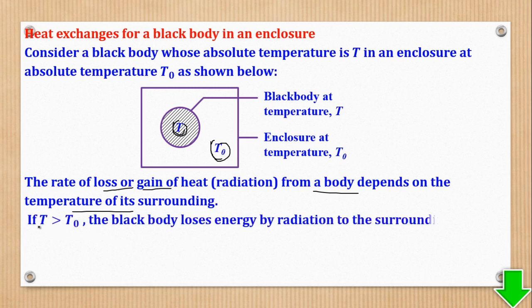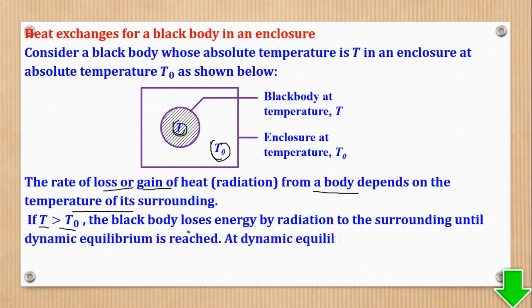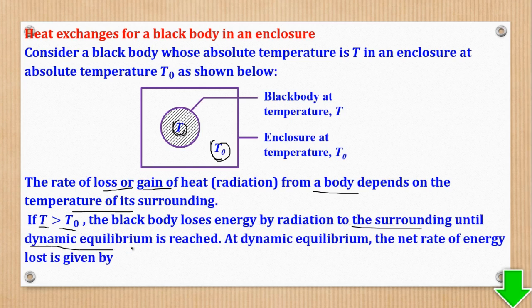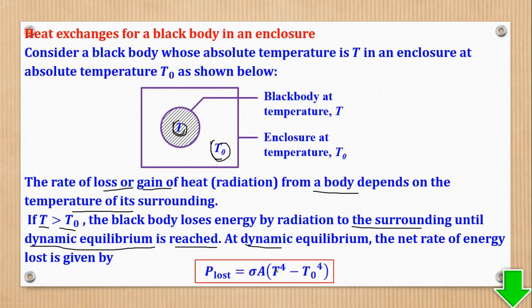So there are two conditions. If T is greater than T0, the black body loses energy by radiation to the surrounding until dynamic equilibrium is reached. And at dynamic equilibrium, the rate of energy lost is given by that. So what changes here, instead of writing just T in the expression for power radiated, we write the difference. So this was T to power 4 minus T0 to power 4, because T was bigger than that. If T0 was bigger, then we would have begun with T0 minus T.